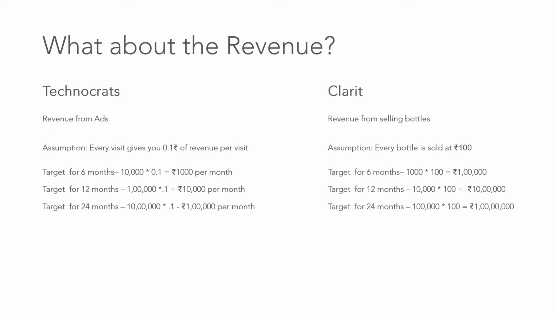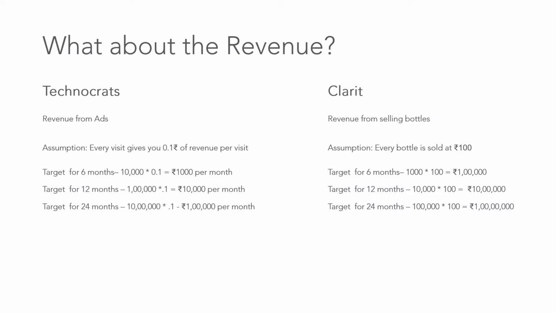Let's look at revenue first. Our blog Technocrats earns money by showing ads to the people who visit our blog. You must have seen ads while browsing content online. Every time you see an ad, the owner of the web page gets paid from the advertisers for making you see the ad. Let's assume we get 0.1 rupees or 10 paisa per visit from advertisers for every visit on our page.